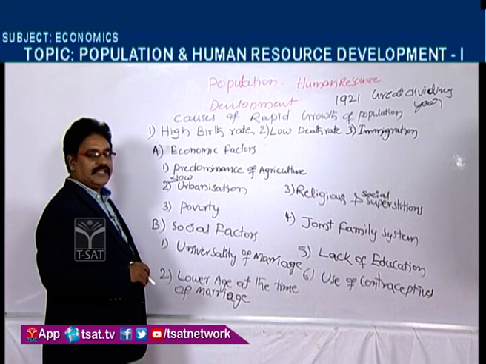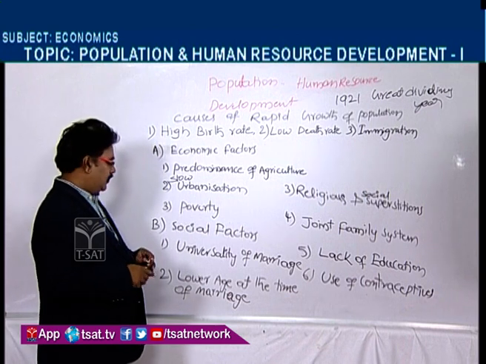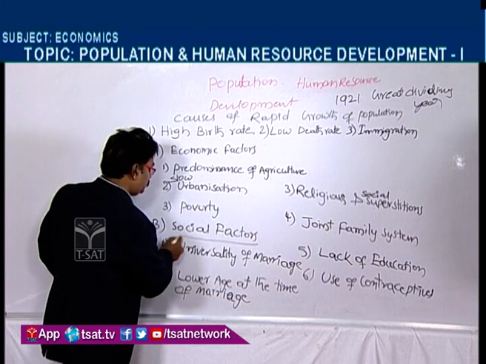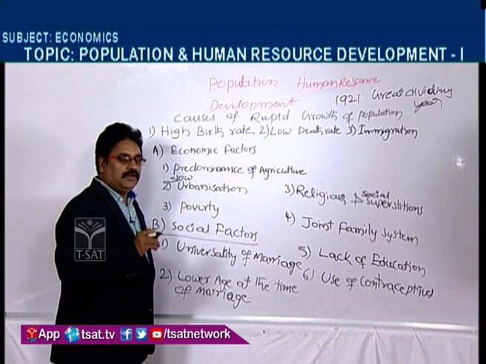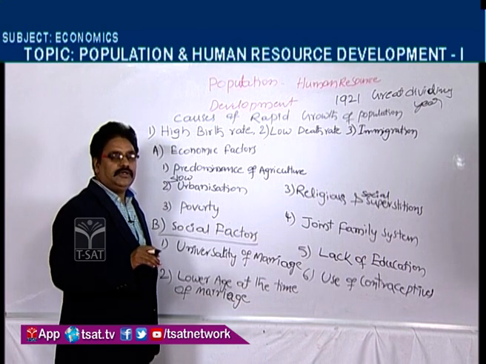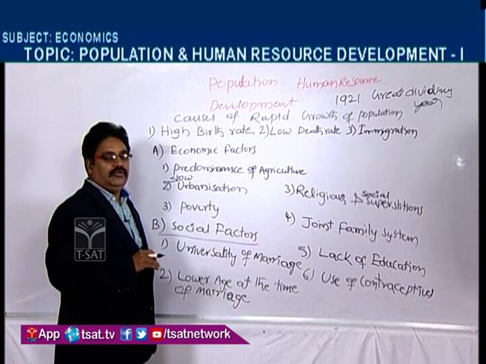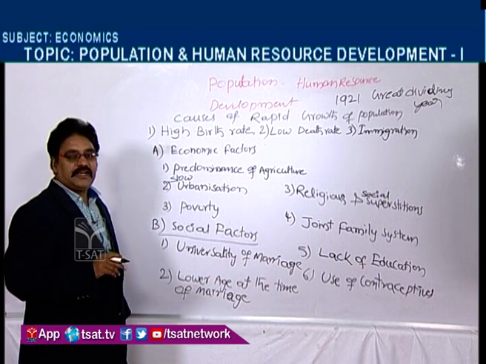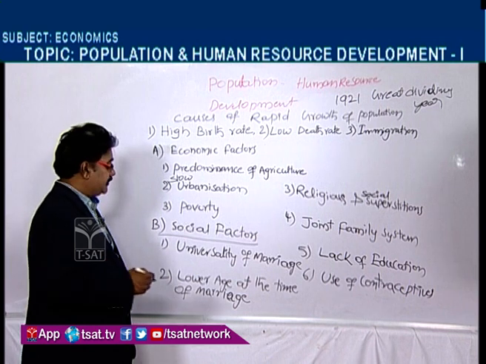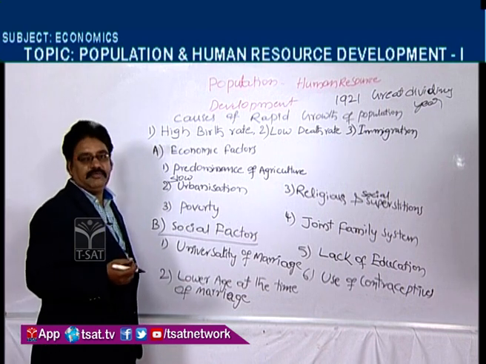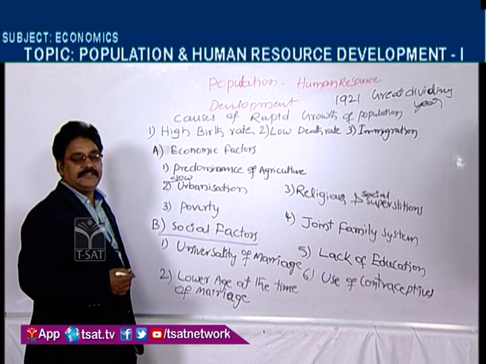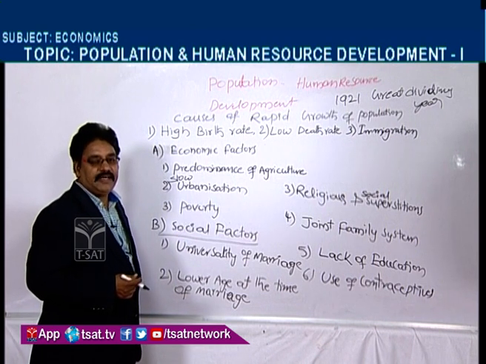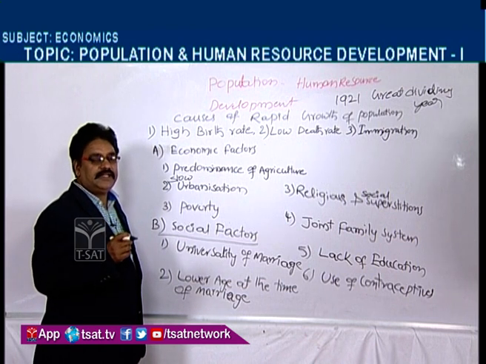And coming to the case of social factors. Social factors in India: universality of marriage, compulsory marriage. It is the general thing in India, no people are left without marriage, and that is one of the social causes. It is giving a chance to have a number of children. And lower age at the time of marriage. This is also one of the reasons.